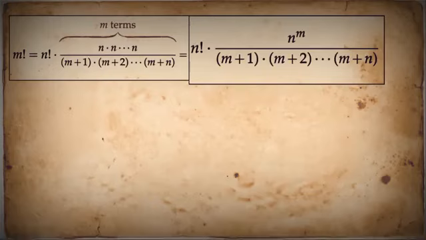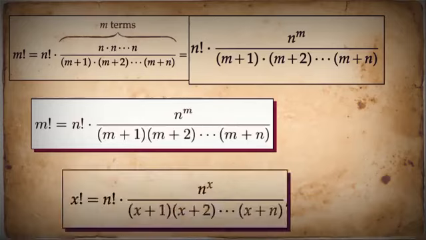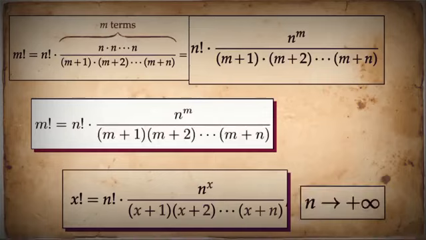The formula for the factorial of m now reads, the factorial of m equals the factorial of n times n to the power of m divided by the product from m plus 1 through m plus n. We now replace the integer m with a real number x throughout. The product in the denominator adjusts accordingly. Its terms become x plus 1, x plus 2, up to x plus n. The factorial of n in the numerator remains, along with the factor n to the power of x.